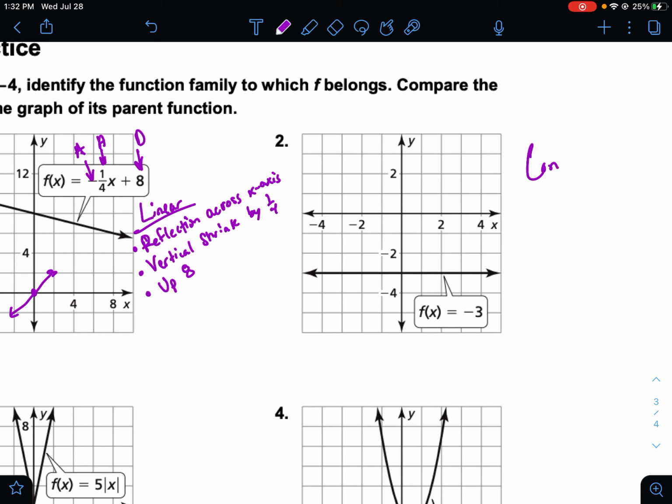The number 2 is a constant. Because it is a straight line with no slope, there's also, as you'll see here, no x. Because it's -3, the transformation simply is down 3.